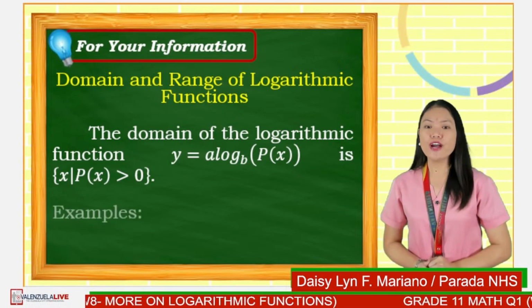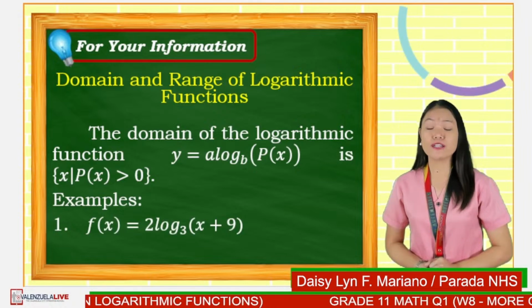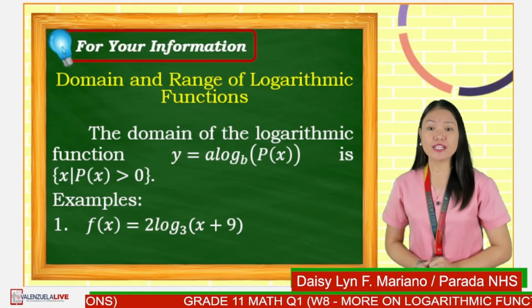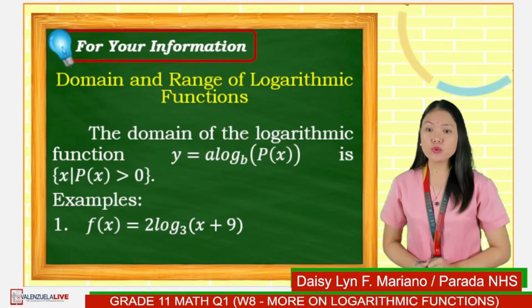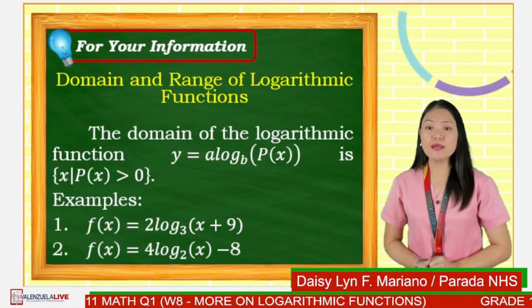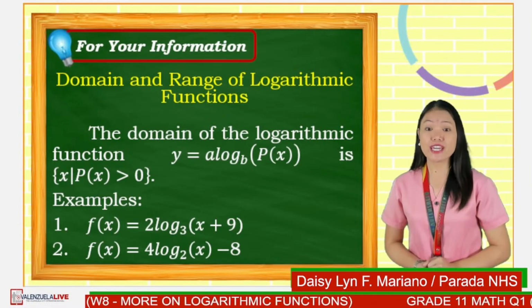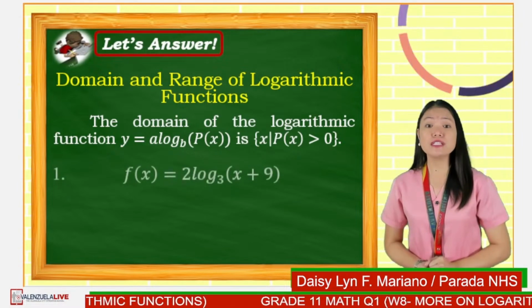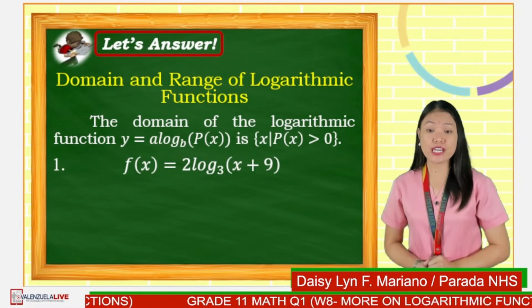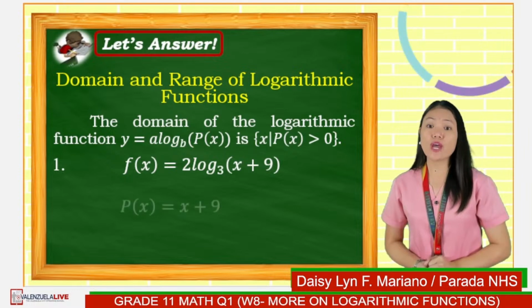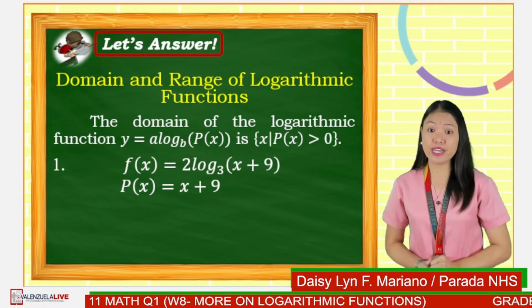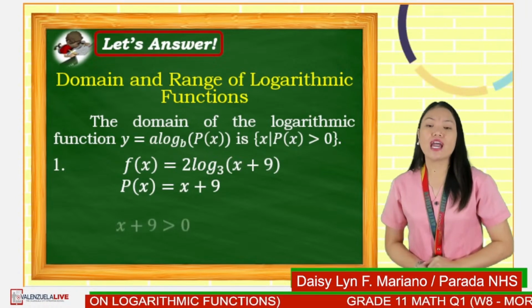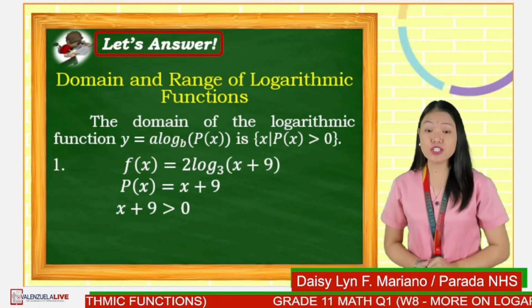That is, we find the domain and range of number 1, f of x is equal to 2 times the logarithm of the quantity x plus 9 with base 3. And number 2, f of x is equal to 4 times the logarithm of x with base 2 minus 8. For number 1, where f of x is equal to 2 times the logarithm of the quantity x plus 9 with base 3, p of x is equal to x plus 9. To get its domain, we set p of x is greater than 0. That is, x plus 9 is greater than 0 and solve for x.